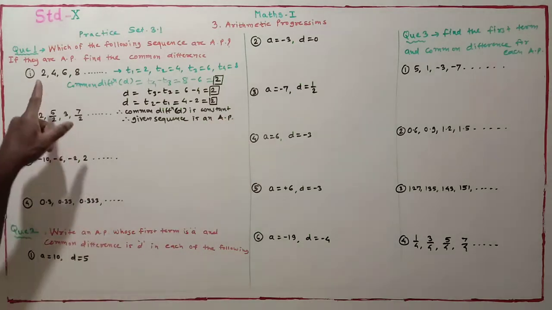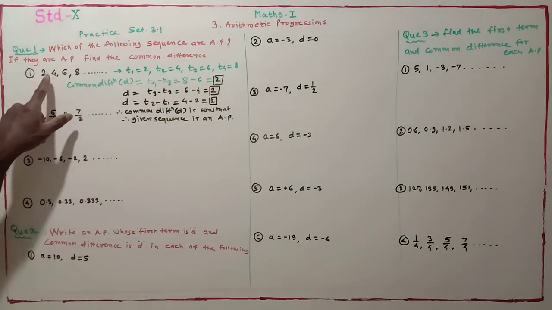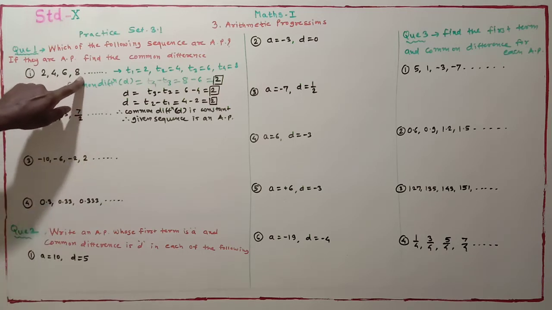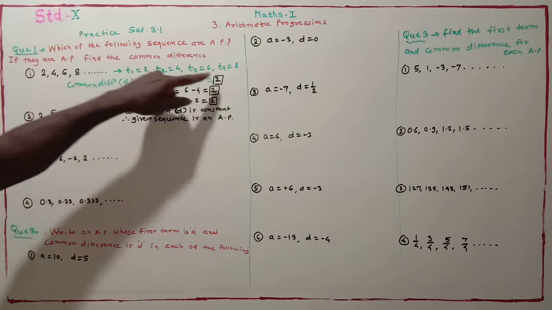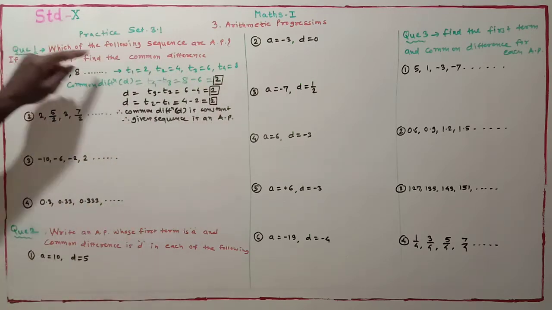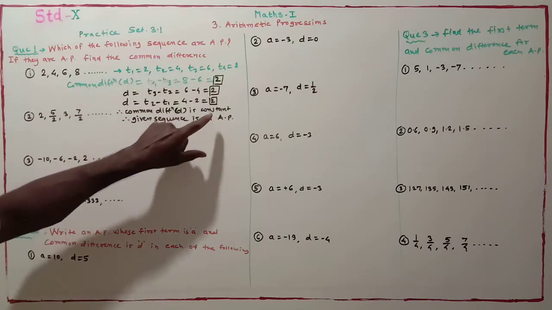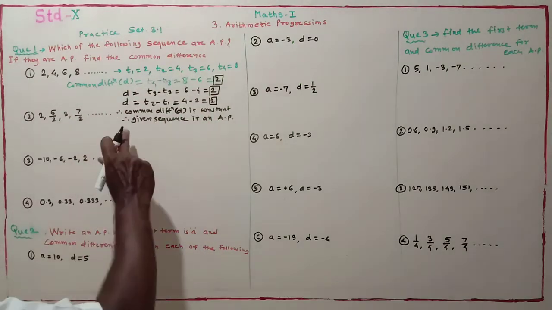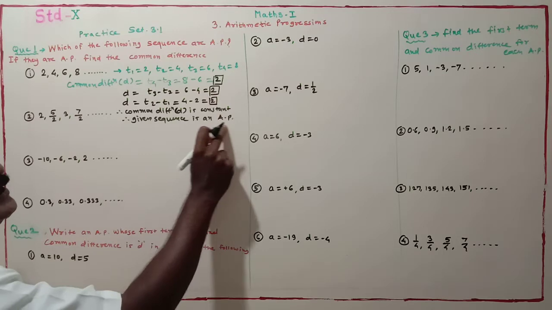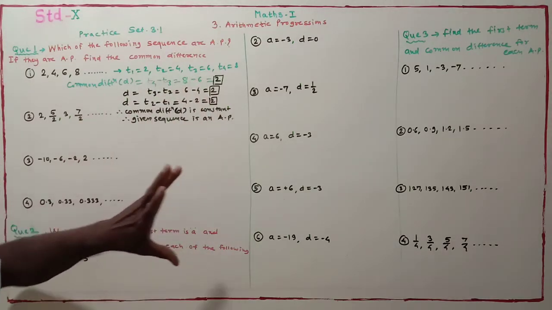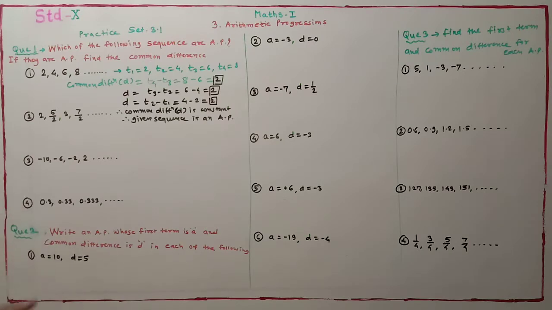Means there are 4 terms T1, T2, T3, T4. If we calculate the common difference, 8 minus 6 is 2, 6 minus 4 is 2, 4 minus 2 is 2. This common difference is a constant. Therefore, this sequence is an AP. If the common difference is not constant, then the given sequence is not AP.